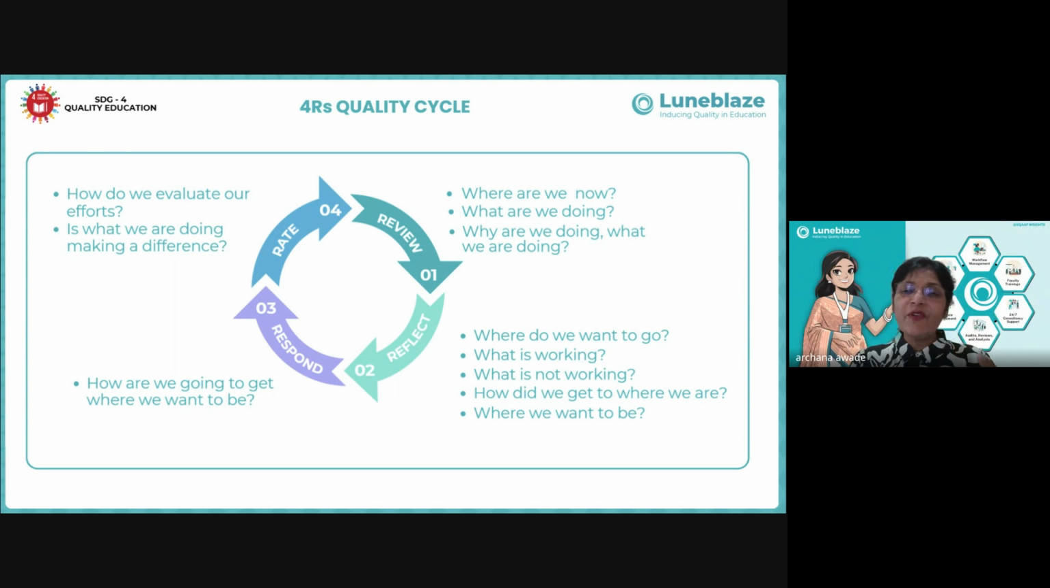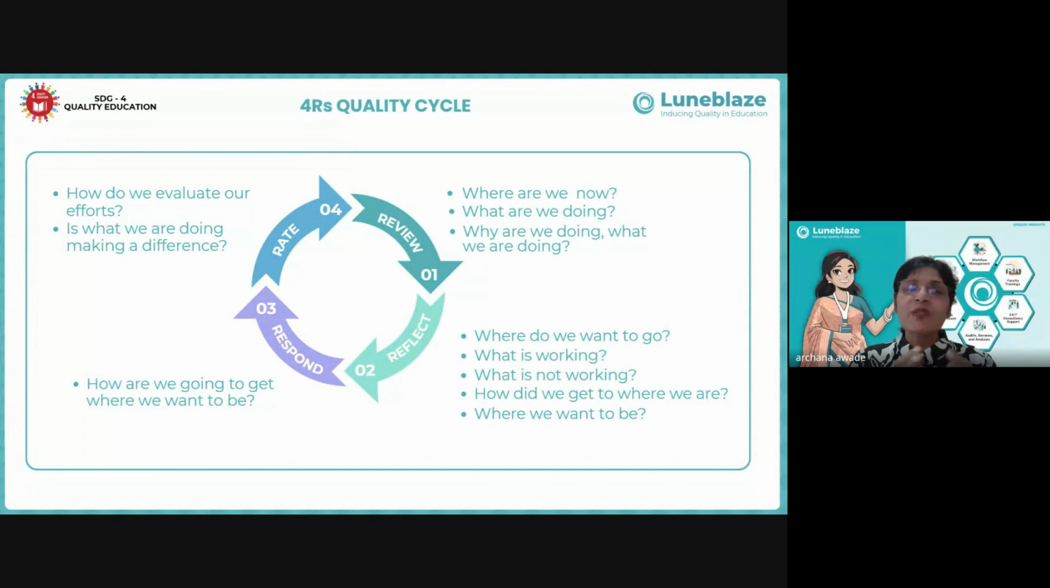Then the third R is about respond. How are we going to get there? It is about what action steps we are planning, what strategies we are planning, and what kind of resources we will require to achieve our goals. The fourth R is rate. Is what we are doing making a difference? Rating means evaluating your outcomes, measuring the progress, and checking alignment with the goal. It is about tracking and evaluating your action steps from where you started and where you are now. So it is about the evaluation.